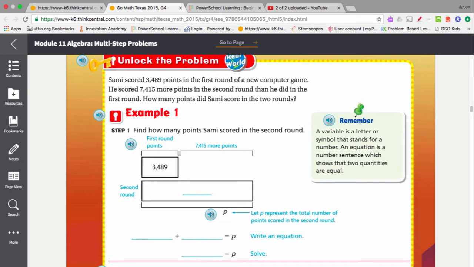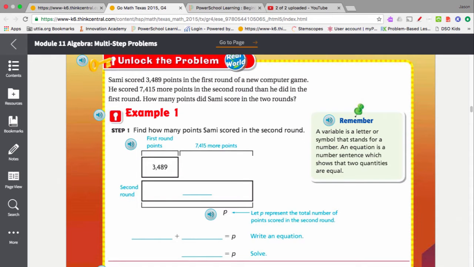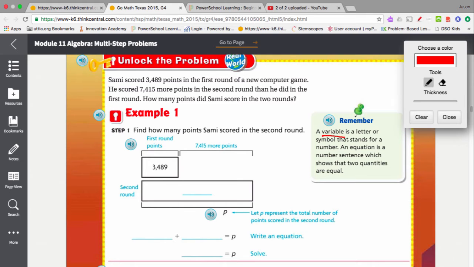Okay, that's a new word maybe for us. A variable is a letter or symbol, but in this case, you always use letters, that stands for a number, and it'll stand for the number that we don't know the value of. An equation is a number sentence which shows that two quantities are equal. And what that means is that an equation will always have an equal sign and something on each side of it that is the same value.